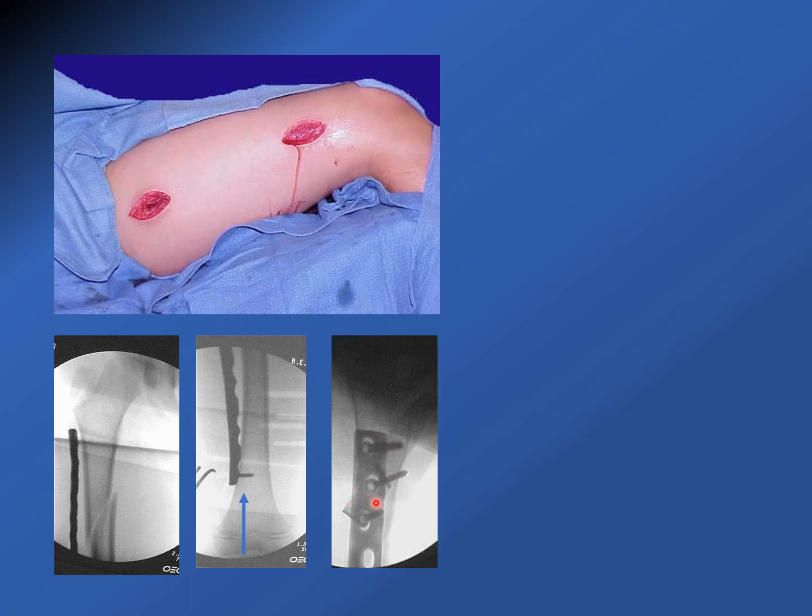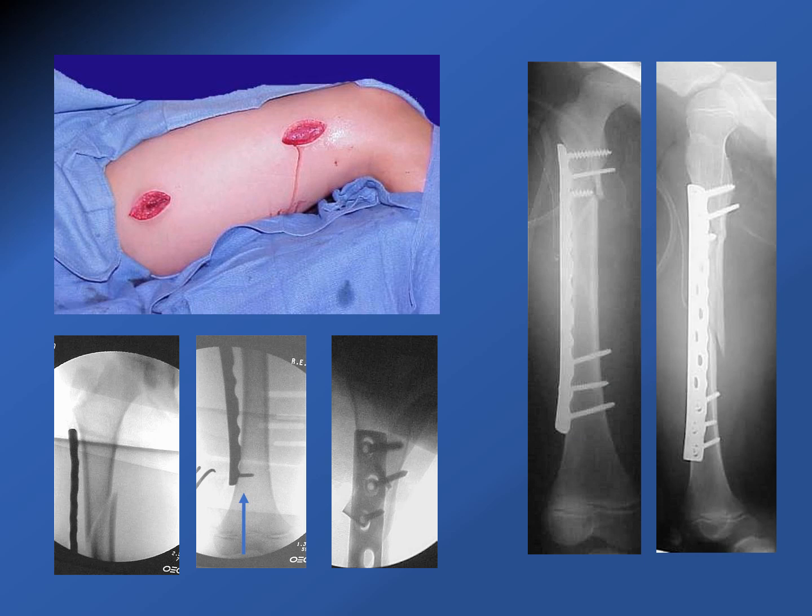So you can see here the screws fixing the plate, and this is the end result here with the plate over the bone and fixed proximally and distally. You can see here the fracture. With time, this fracture healed with secondary healing, and you will find a callus here in that area.